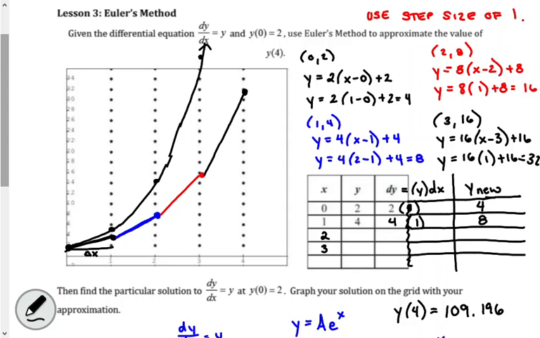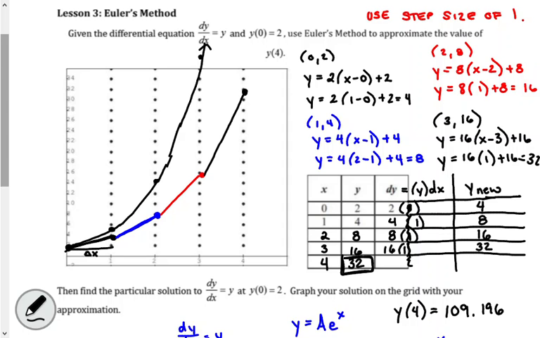Sometimes I like to fill these in first, like 2, 3, 4, because I know it's a step size of 1. So now I'm at 2, 8. Then I calculate my new dy, which is 8 times my delta x, 8 times 1. 8 plus 8 is 16. And then 3, 16 is my new y value. I calculate my new dy by doing 16 times 1. 16 plus 16 is 32. So 4 is 32, and then you stop.